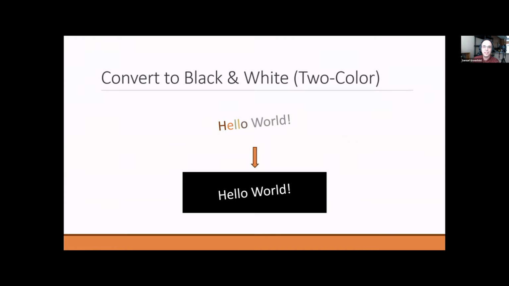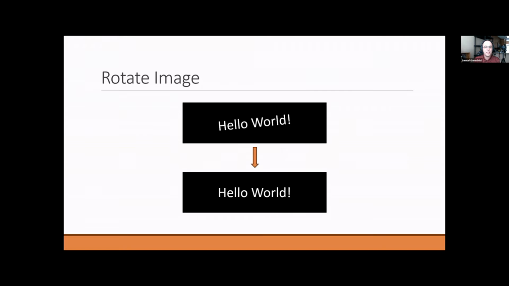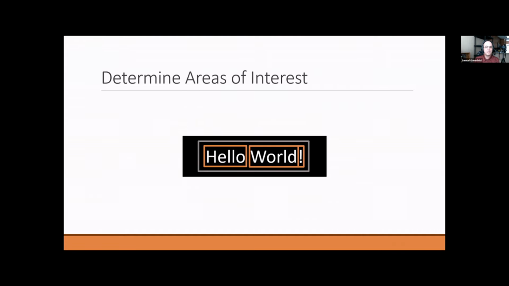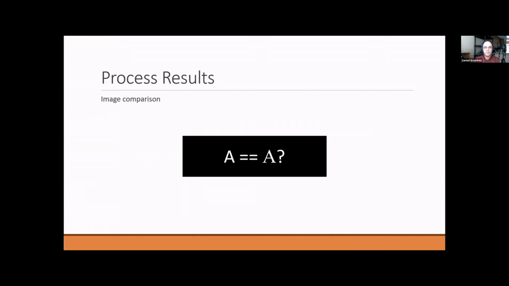Generally, engines will first try to just convert things to 2 colors, which are typically represented as black and white. You then rotate the image to a known orientation so you can get at the text. Normalize the size of these letters, both in height and width, for the OCR engine. Determine what you're interested in, could be a paragraph, letters, words, depends on the engine. Punctuation is also obviously interesting. And then you process the results.